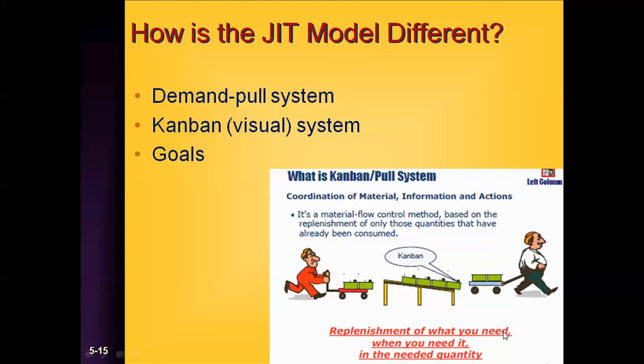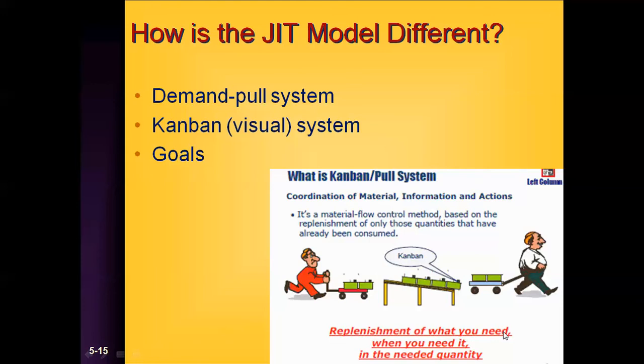On the other hand, if there is a lower demand, the inventory replenishment cycle will happen slowly. There are specific goals associated with this, and basically the goals are replenishment, as shown here in the graphic, of inventory when you need it, and in the quantities that you need it in.